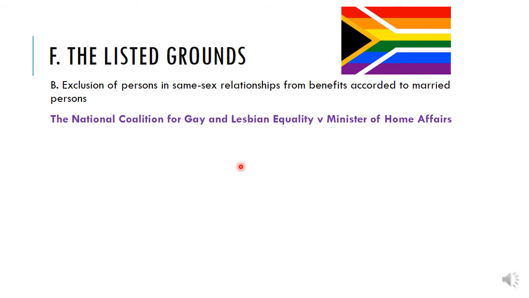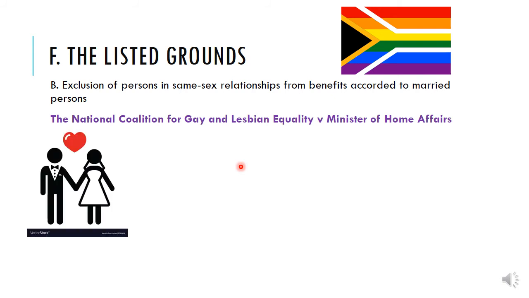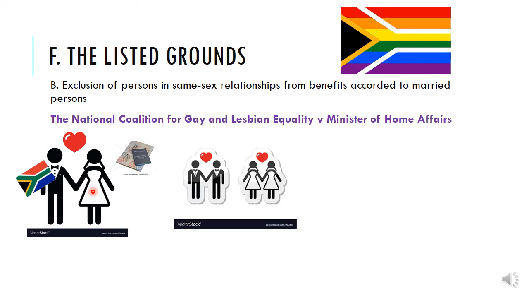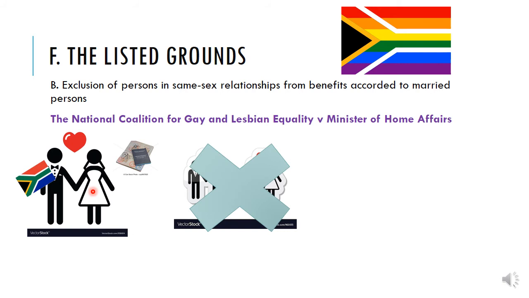So in the case of National Coalition for Gay and Lesbian Equality versus Minister of Home Affairs, they found that, in essence, people in gay and lesbian relationships were being discriminated against. Now, in this specific case, there was a man and a woman. If a man and a woman were married, and the man was a South African citizen and the woman was not, the woman would get a residency permit based on the fact that she was married to the man. Now, the problem with that was people in same-sex relationships were not afforded that same benefit.